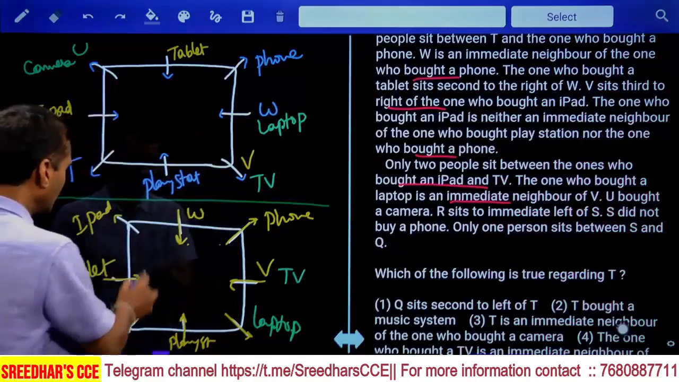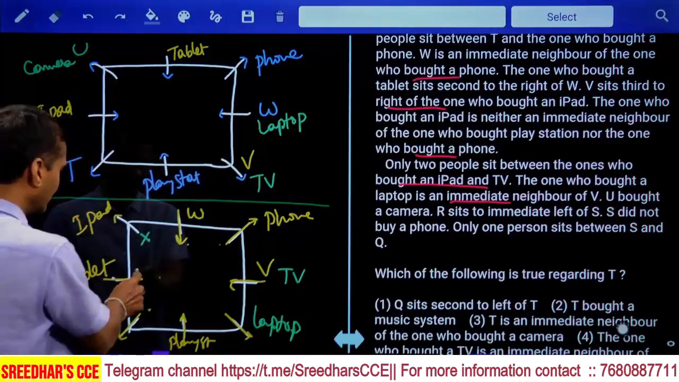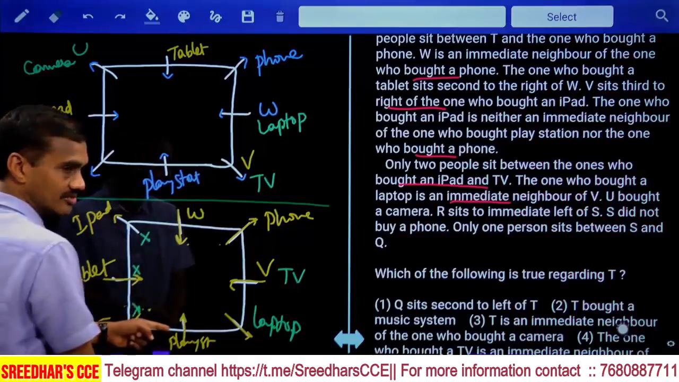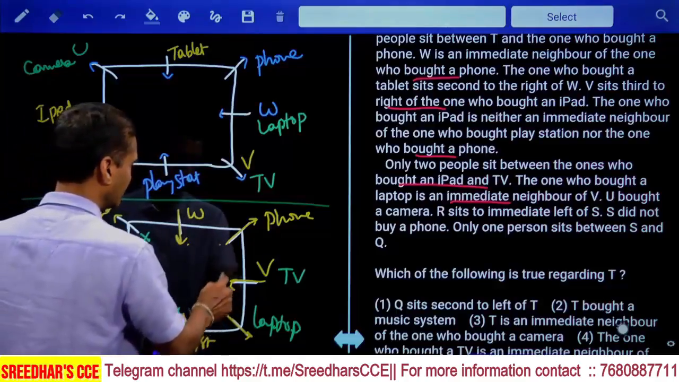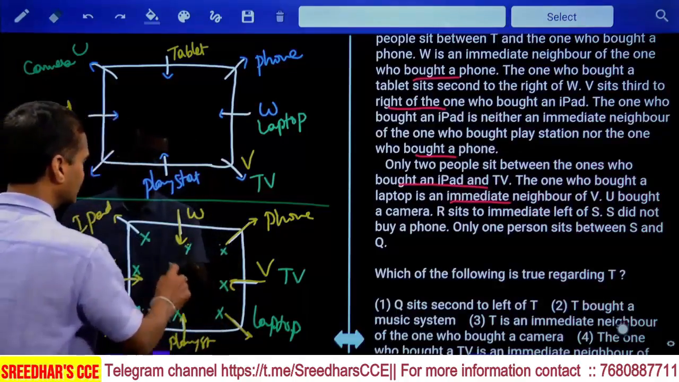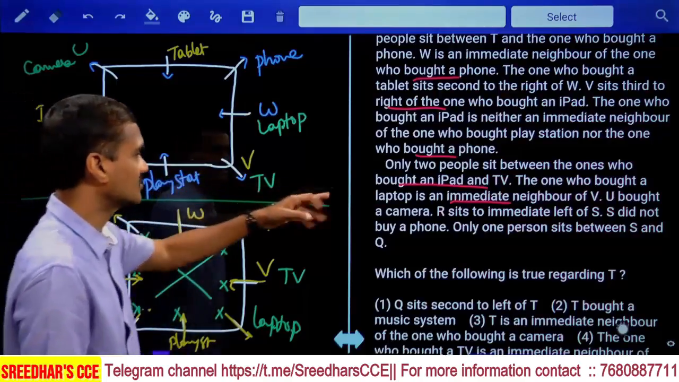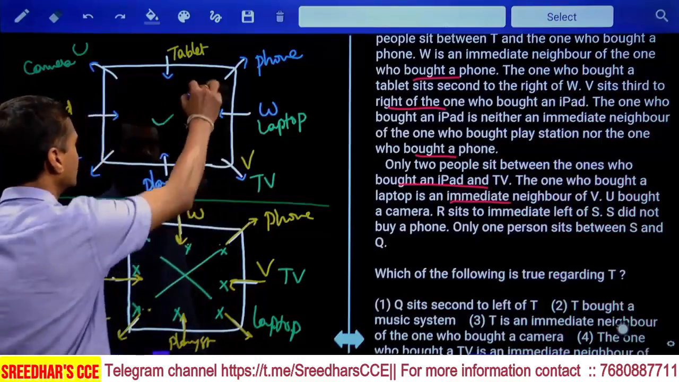Now coming to this one, U cannot be at this place because iPad is already there. U cannot be here because tablet is there. U cannot be here because T is already there. U cannot be here because camera cannot be here. PlayStation is here, so U cannot be here either. And the second case is completely invalid because there is no place for U at all. Now we are left with only the first case.